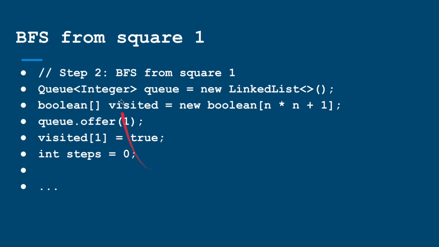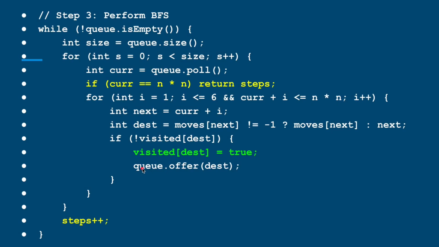Now we already know how to do the setup, right, from square one. So we will define the queue and visited, and we'll add square one to the queue. We'll mark it as visited, and we'll start the steps. So we'll define the number of steps. Then we'll do the BFS. As you know how we perform the BFS, we'll get the queue size, right, and we'll go through all the sizes. Then current, we'll get from the poll, right? And if we reach the last, right, we'll return the steps. If we reach square 36, we'll return it.